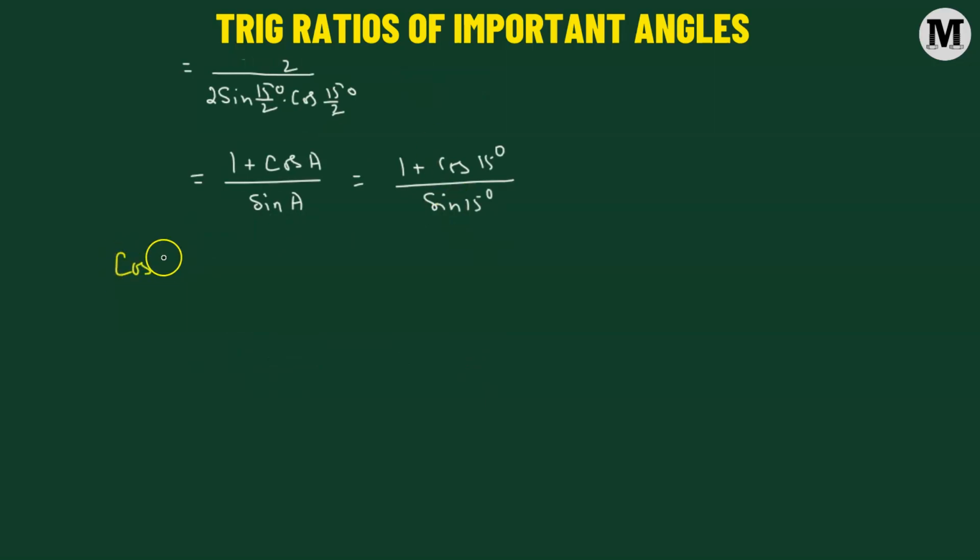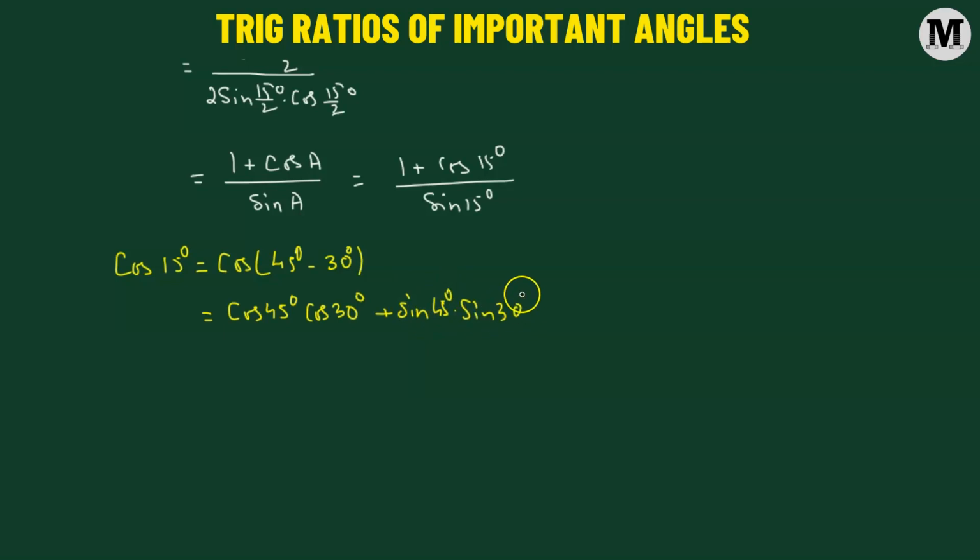So cosine of 15 degrees can be expressed as cosine of the angle 45 degrees minus 30 degrees. Now when we expand this cosine of the compound angle, we get cosine 45 times cosine 30 added to sine 45 times sine 30. This will be equal to 1 over square root of 2 times square root of 3 over 2 added to 1 over square root of 2 times 1 over 2, and combining we get square root of 3 plus 1 divided by 2 times square root of 2.